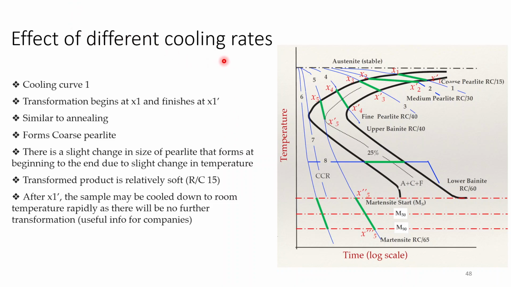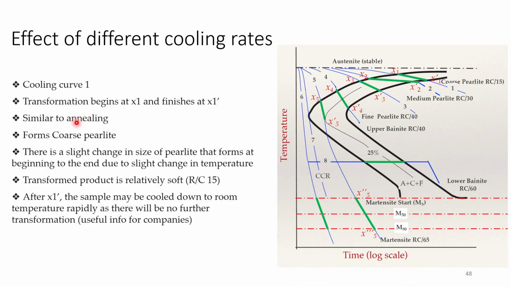Now, effect of different cooling grades. Okay, so here various cooling curves are there, so we'll talk about them. So first cooling curve is 1. Okay, so x1 to x dash 1 up to this part. So in this one, what's happening? The transformation begins at x1 and finishes at x1 dash.